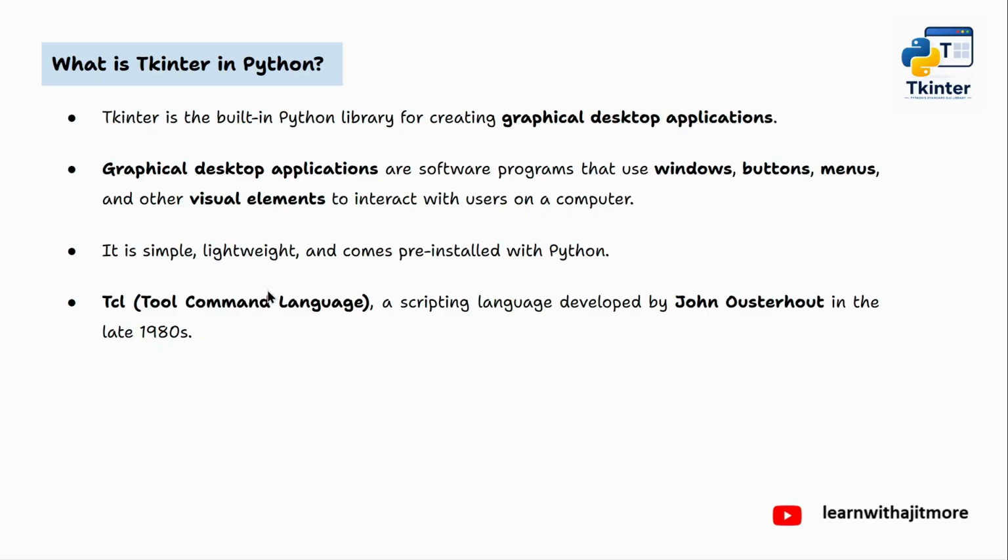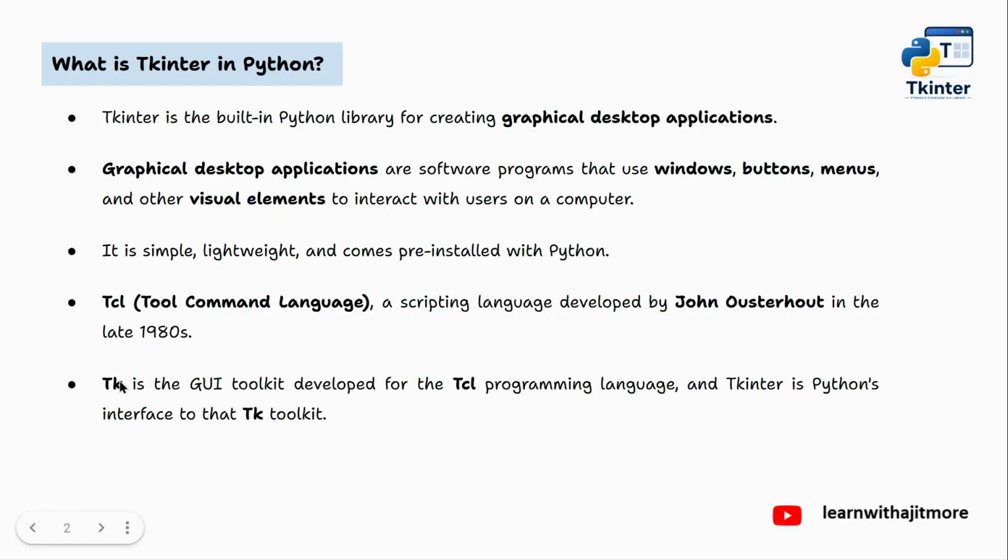But using this language, if you want to create a GUI application, he created one more library for this language, specially. That library was called Tk, Toolkit. And that Toolkit library was specially for creating GUI applications in this Tcl language. And then the Python people created a wrapper over that library, a Python wrapper. Internally, this Tkinter library is using the Tk library only of this language. Getting? So Tk is the GUI toolkit developed for this Tcl language.